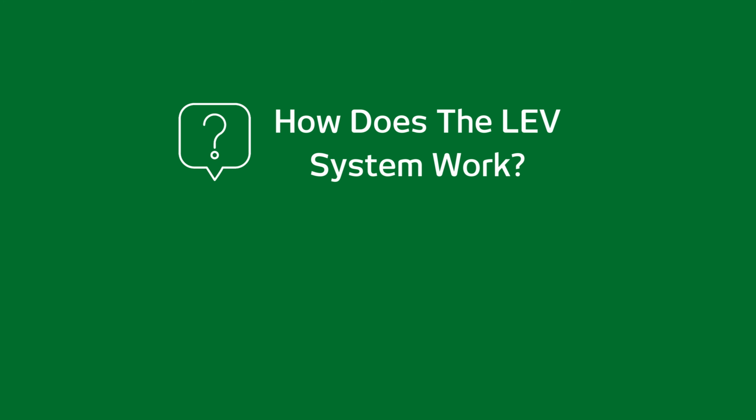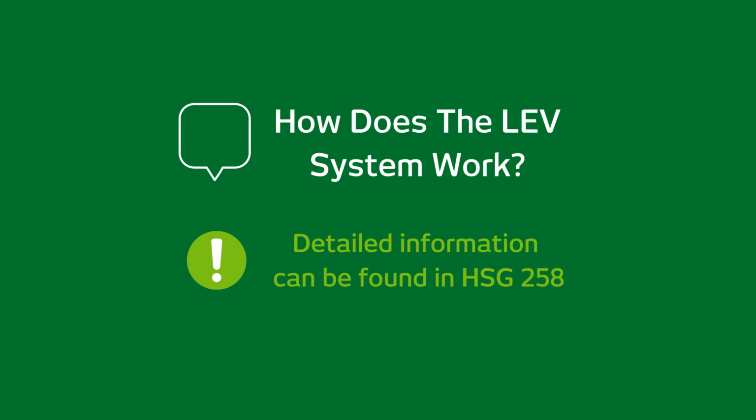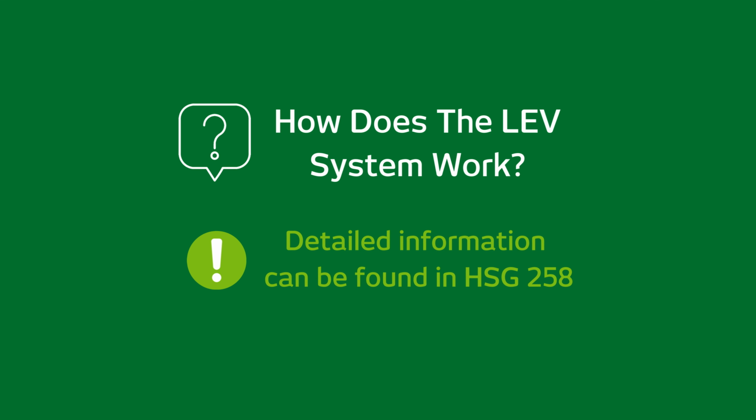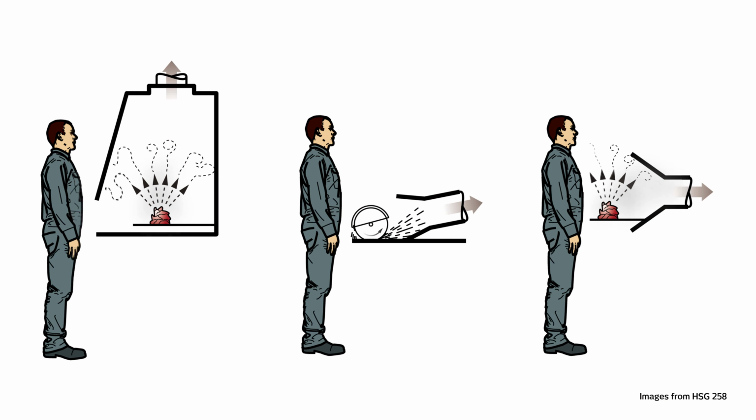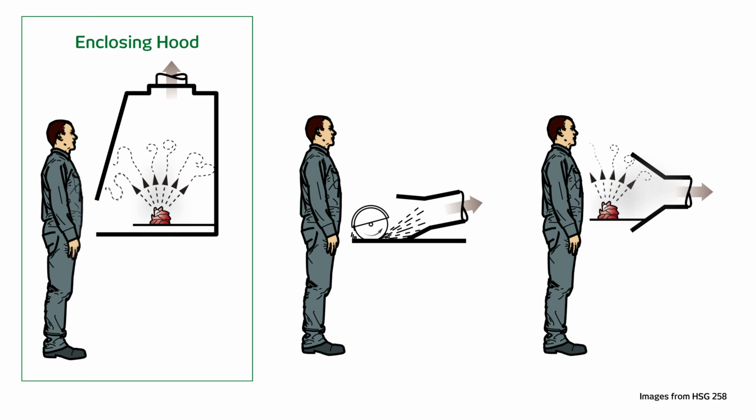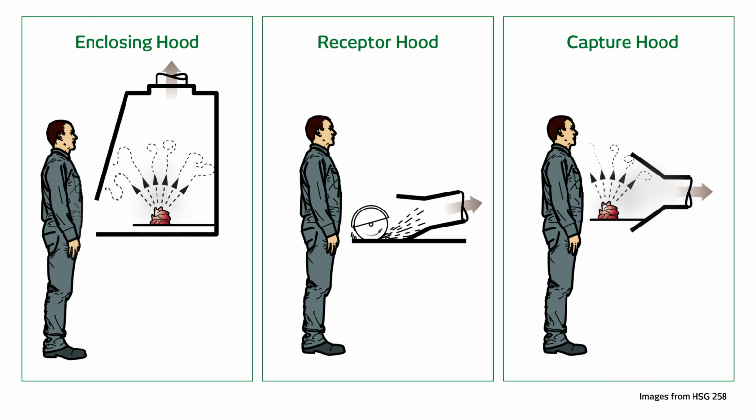So, how does the LEV system work? Please note, this is only a brief summary, and more detailed information can be found in HSG 258, which is the HSE's guidance for local exhaust ventilation. There are a variety of different hood types available: enclosing hoods, receptor hoods, and capture hoods. The type and size you need will depend on your activity and the type of dust cloud being produced.